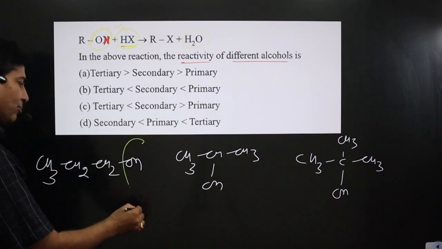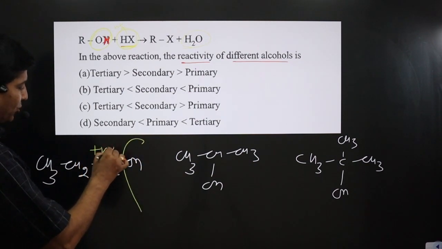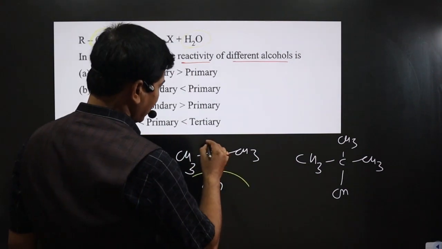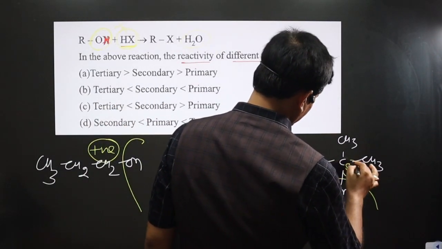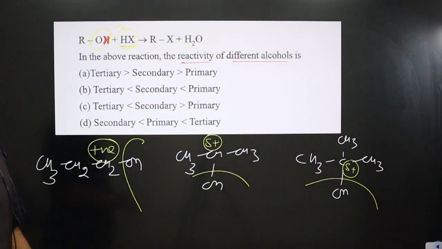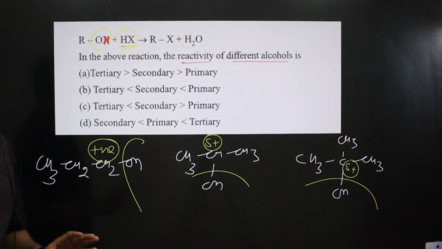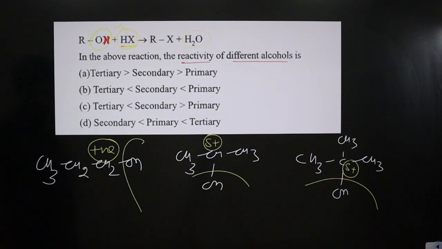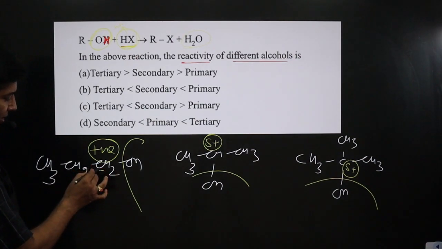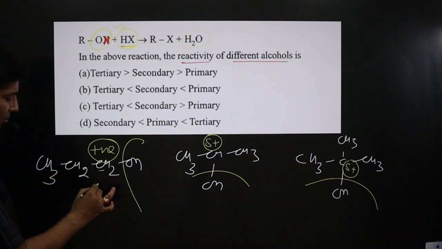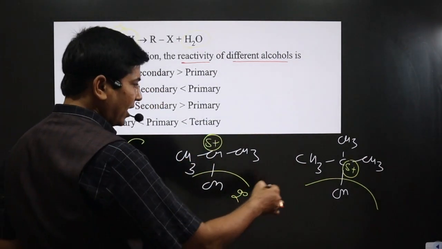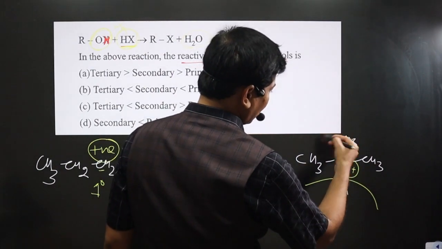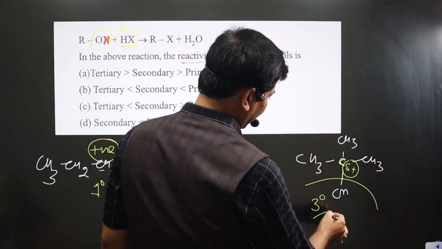Let's say if I remove this OH, this carbon will carry a positive charge, and if we remove this OH, this carbon will carry a positive charge. You can see we got the carbocation, a carbon having the positive charge in the carbon chain. This carbon is connected to only one carbon, primary carbocation. This carbon is connected to two other carbons, secondary carbocation. And this last carbon is connected to three other carbons, tertiary carbocation.